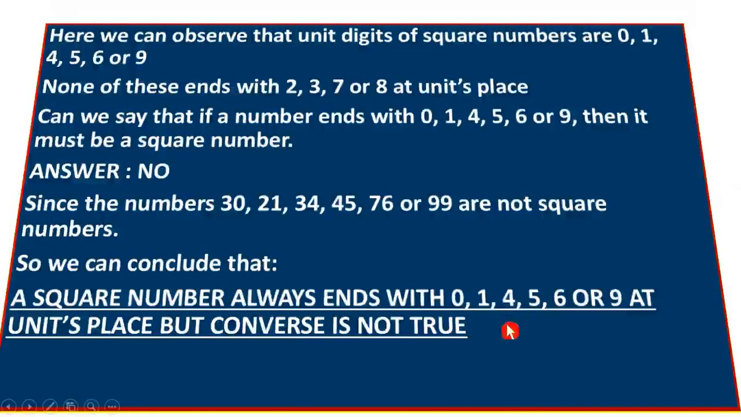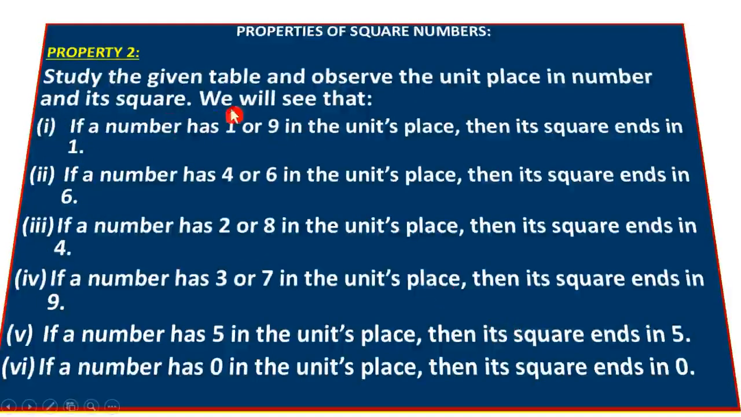Now come children, study the given table and observe the unit place number and its squares. We will see that if a number has 1 or 9 in units place, then its square ends with 1. If a number has 4 or 6 in units place, then its square ends with 6. If a number has 2 or 8 in units place, then its square ends in 4.